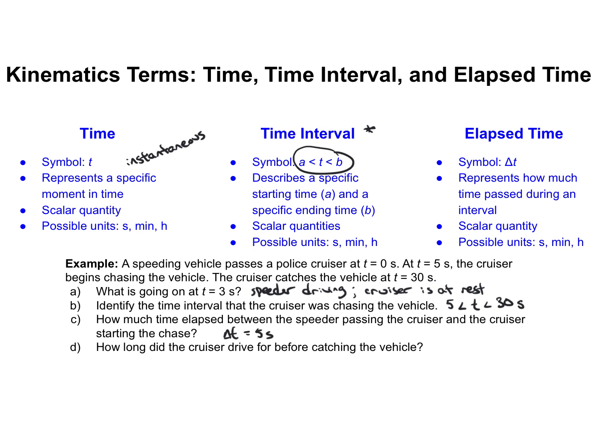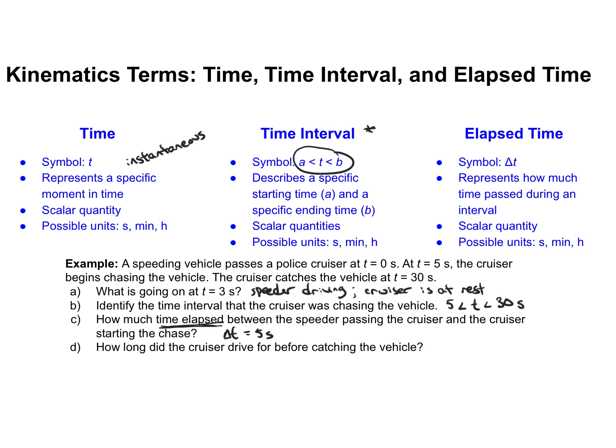Elapsed time is a delta t symbol. And then D, how long did the cruiser drive before catching the vehicle? So the cruiser drove, well, it would be how much time between 5 and 30 seconds? Well, that would be 25 seconds.